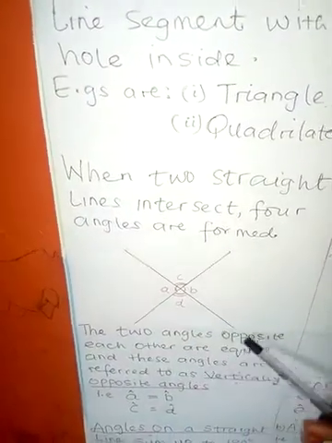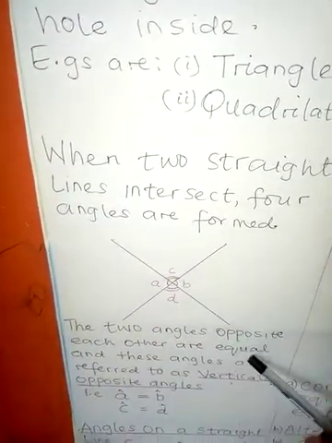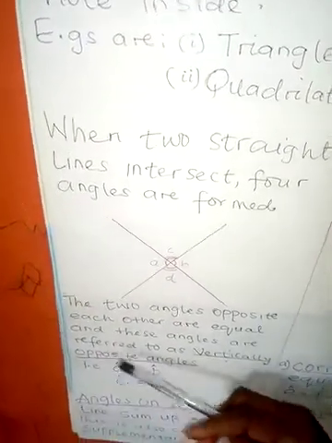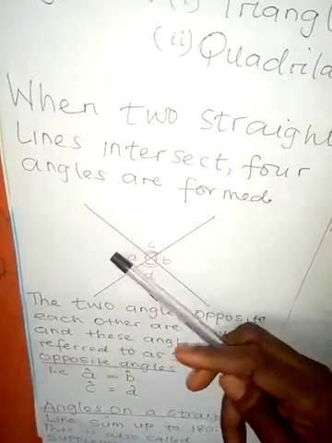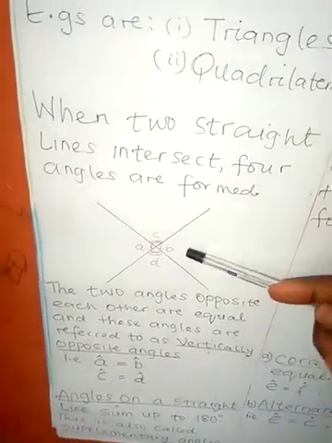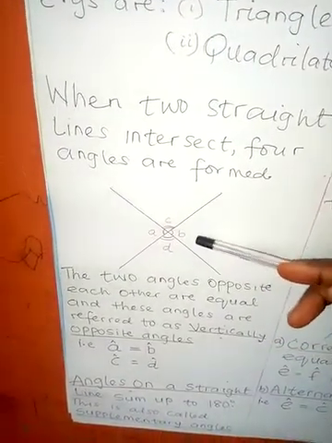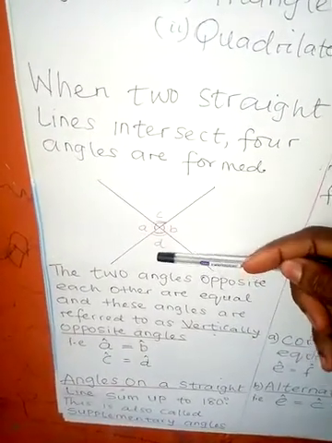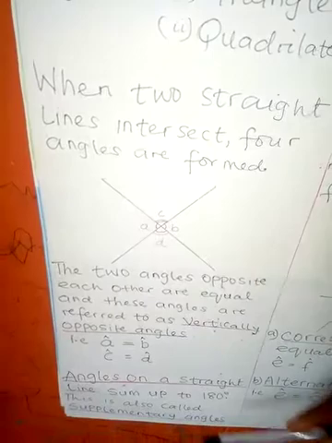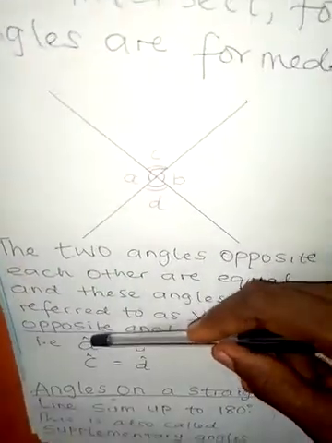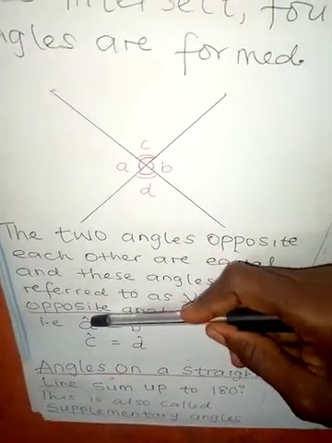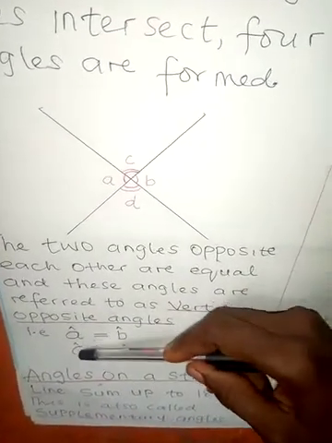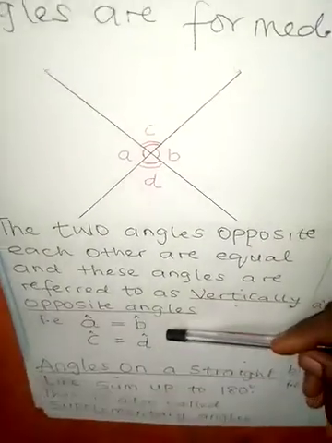The two angles opposite each other are equal, and these angles are referred to as vertically opposite angles. Now, angle A is vertically opposite to angle B, and they are equal. Likewise, angle C is vertically opposite to angle D, and they are equal. Now, the sign I put on the letter here is the sign of an angle. This reads angle A equals angle B. Angle C equals angle D.